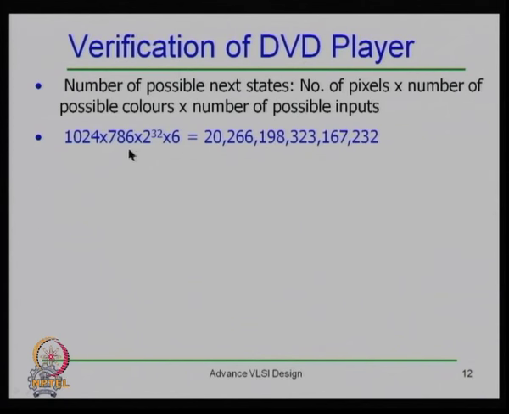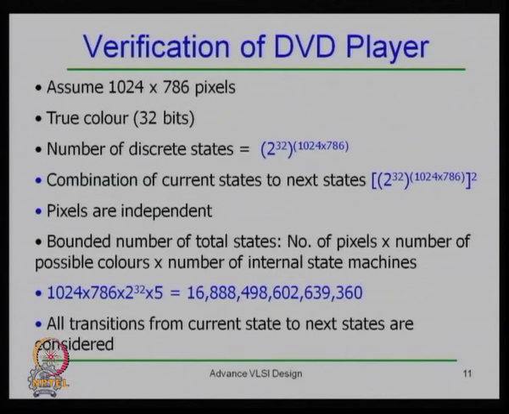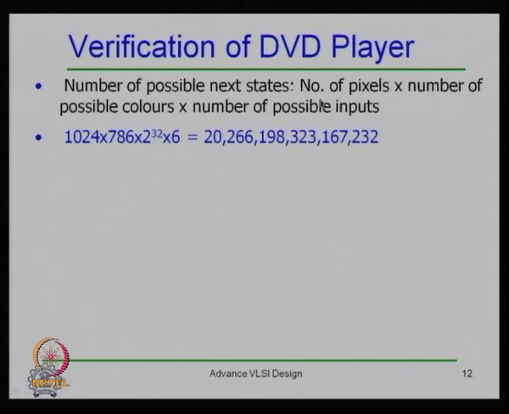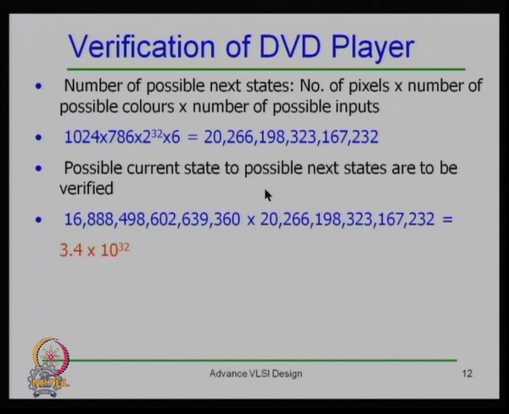So, 1024 × 786 × 2 raised to the power 32 × 6. These are the total next states. Now, what would be the total number of transitions I can have? Because you can go from any current state to any next state, these are the next states and these are the number of current states. Current states multiplied by next states would be the total number of state transitions we can have, and we have to verify this system for all the state transitions. The number of state transitions would be 3.4 × 10^32. This is a huge number.